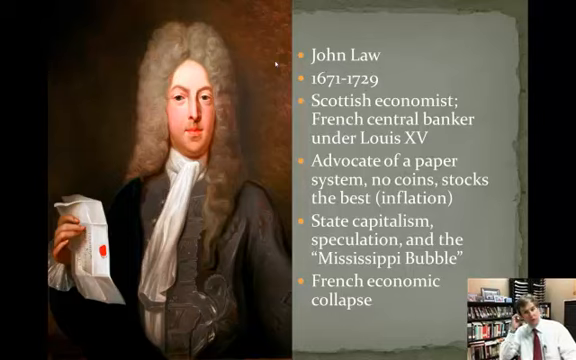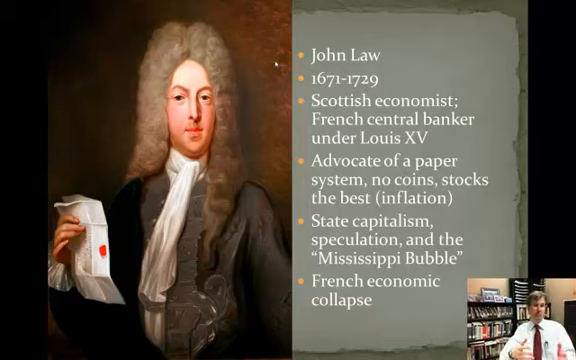So the state is going to be involved in pumping up different areas of the economy, creating bubbles in certain sectors. And in this case, it was speculation through land. So this was called the Mississippi Bubble. And so over here in North America, you had French investors in Mississippi. The land was artificially inflated. When it collapsed, the French economy collapsed.